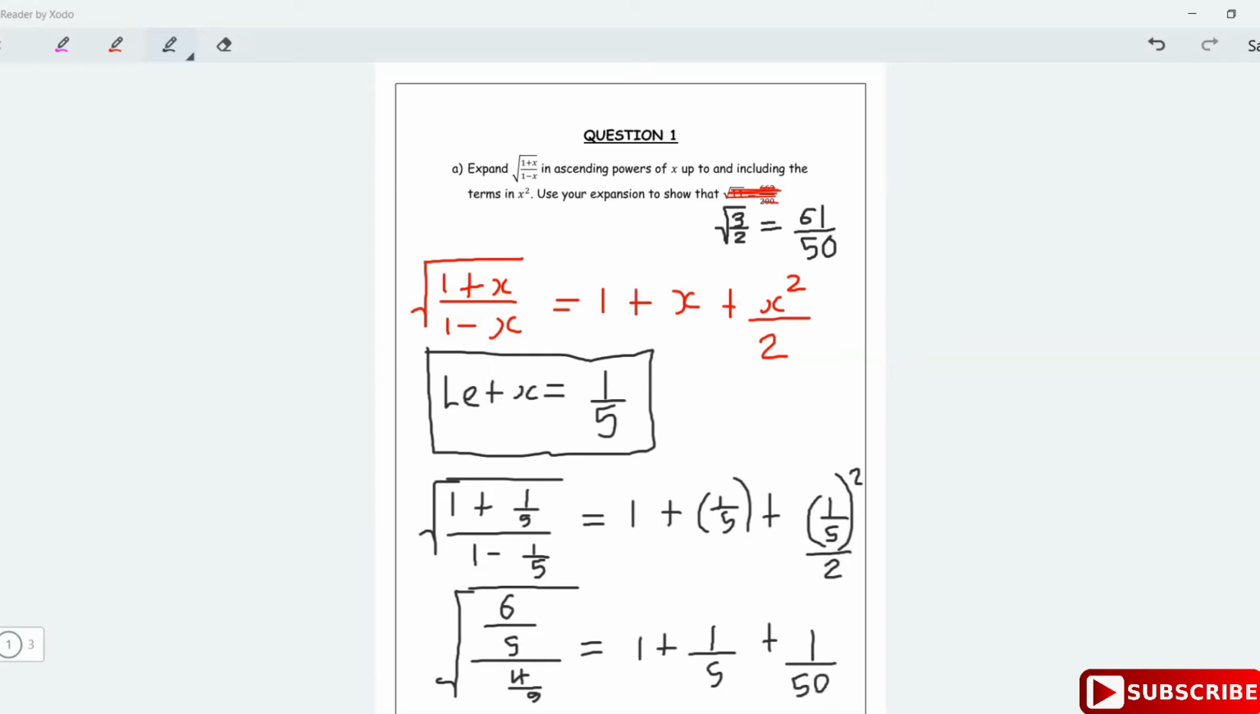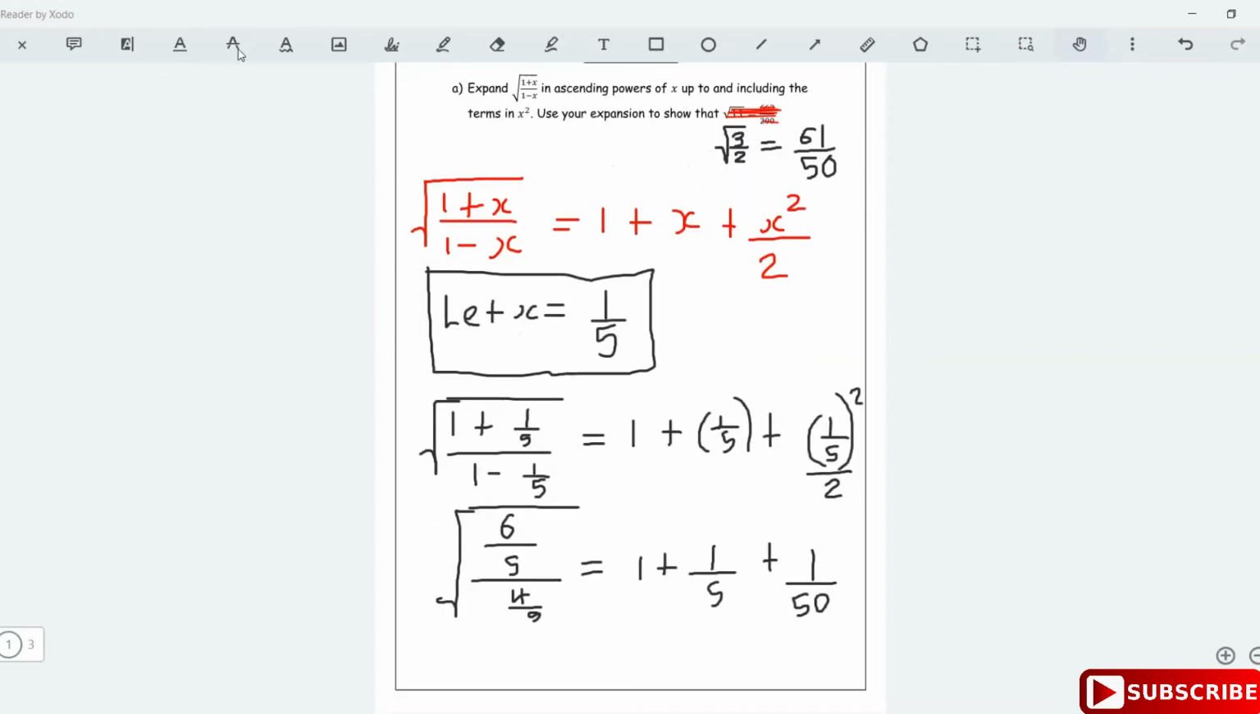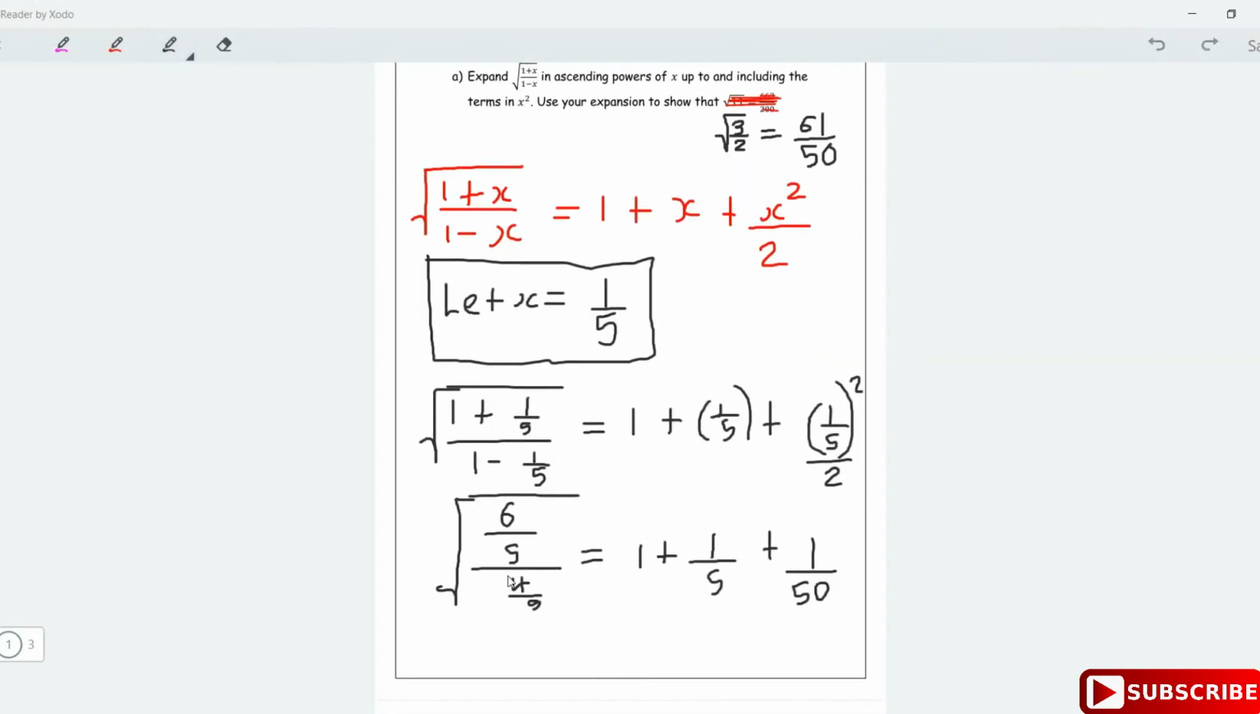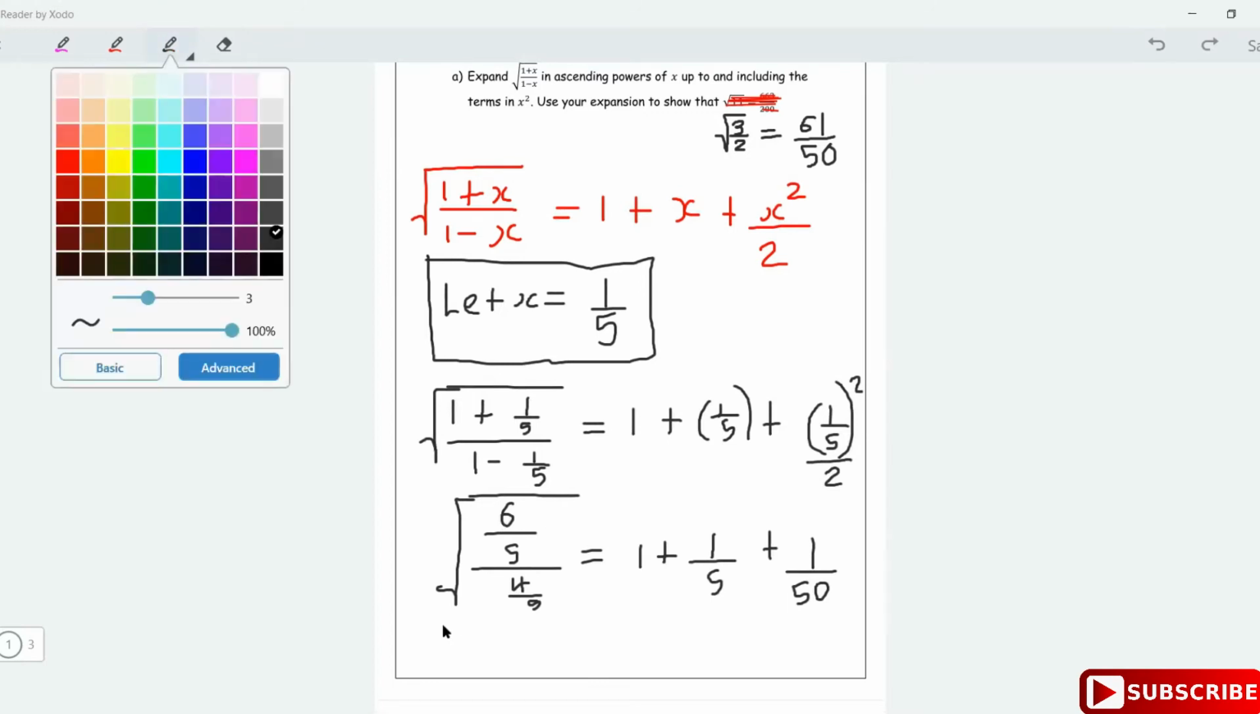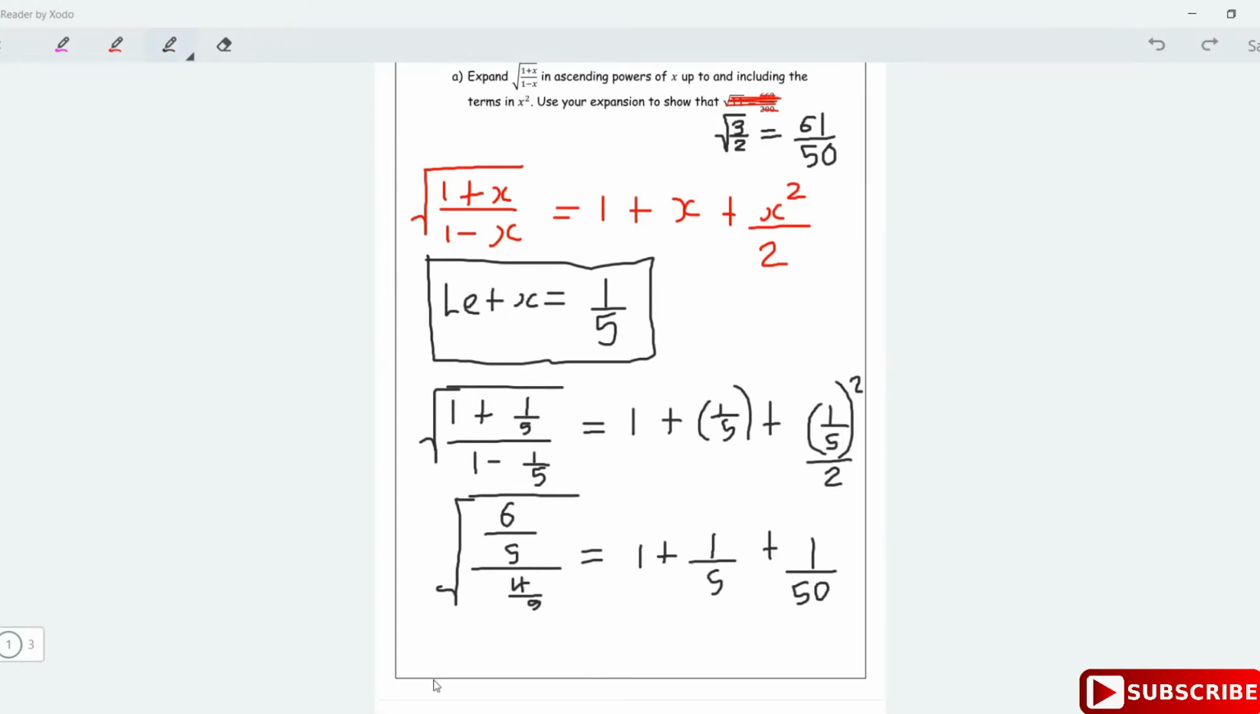So what am I going to do now? Well, look at this right here. This part works out now to be the square root of 6 over 5 divided by 4 over 5, which is 6 over 4. And the square root of 6 over 4 is the square root of 3 over 2. Nice. Square root of 3 over 2.